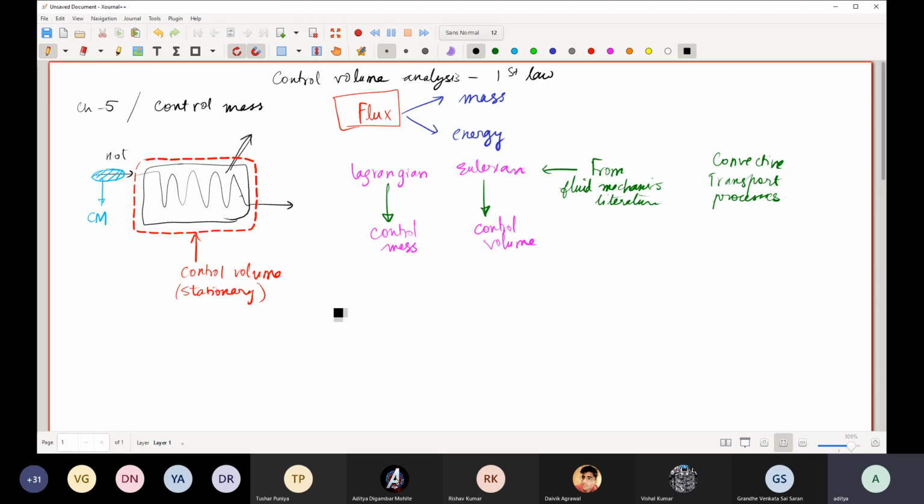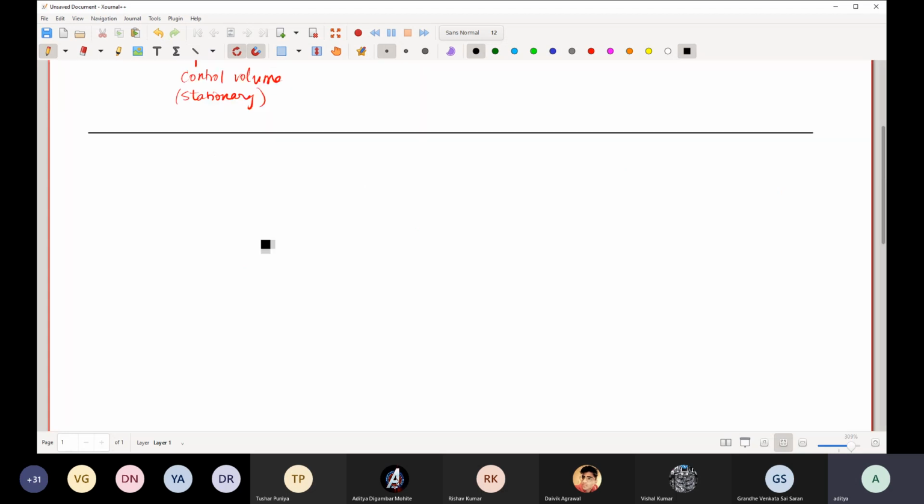So let's begin by analyzing conservation of mass. The most elementary thing that you might recall that you studied in fluid mechanics as well was the conservation of mass, and this would be very simple for you to understand solely because it's not a very difficult concept to grasp. So conservation of mass.